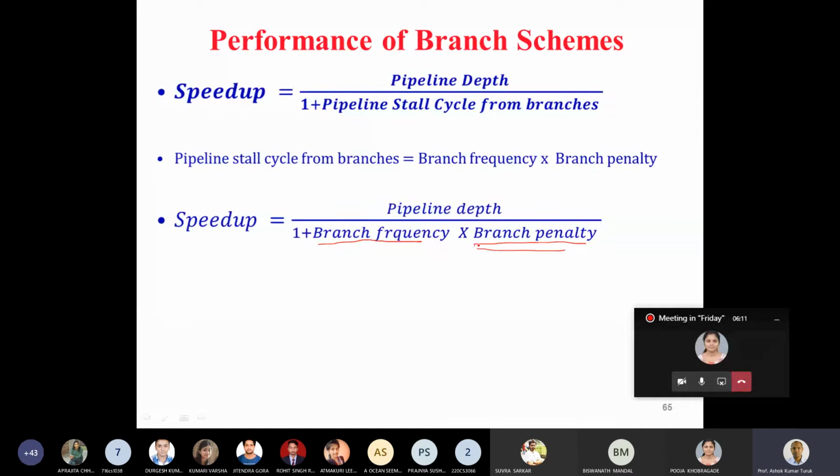Then how to minimize? You cannot minimize the branch frequency because it all depends on how you are going to write the program. The only thing that the architect or the designer can try to reduce is the branch penalty. If a branch occurs, how do we reduce the branch penalty? Let's look at some of the techniques to reduce the branch penalty.